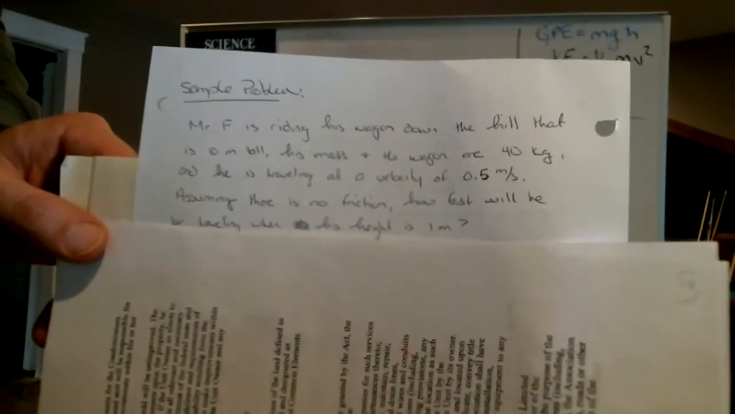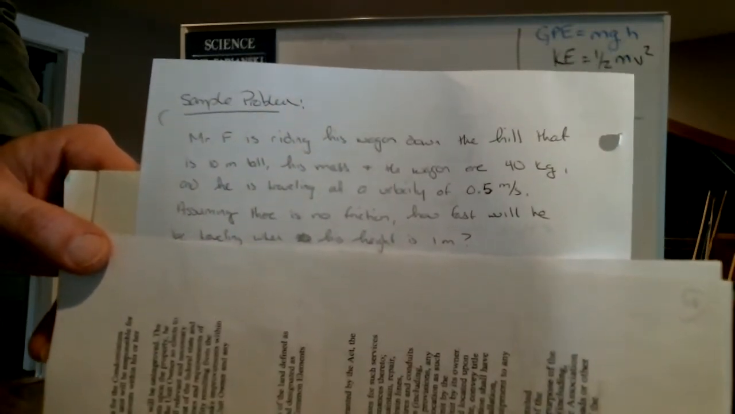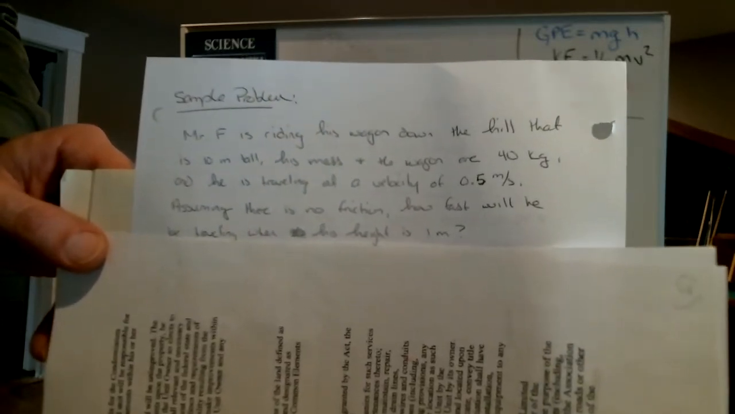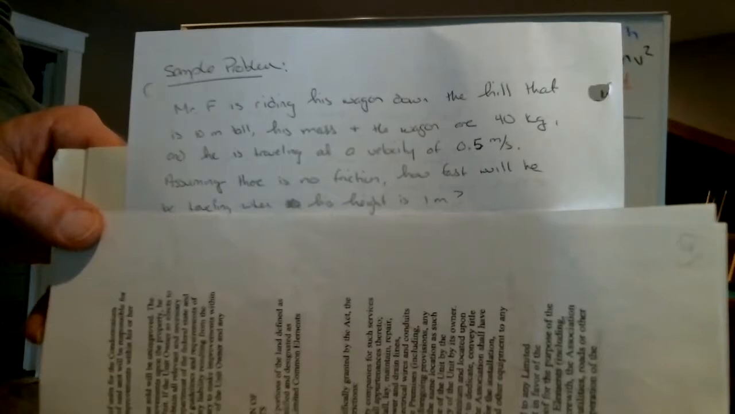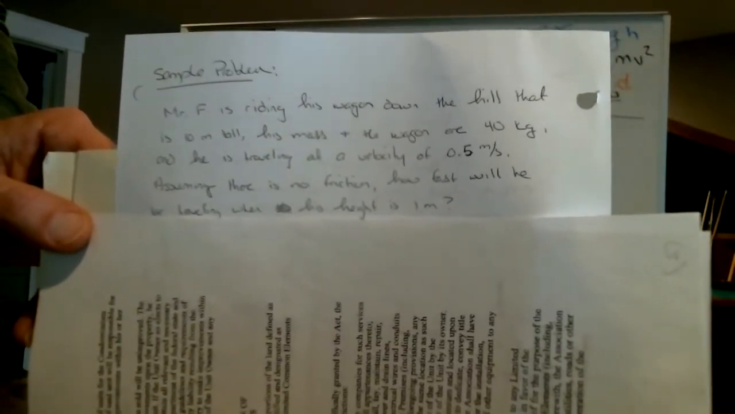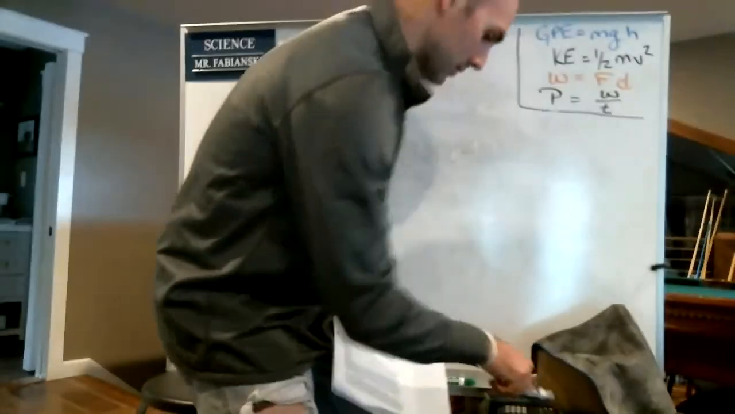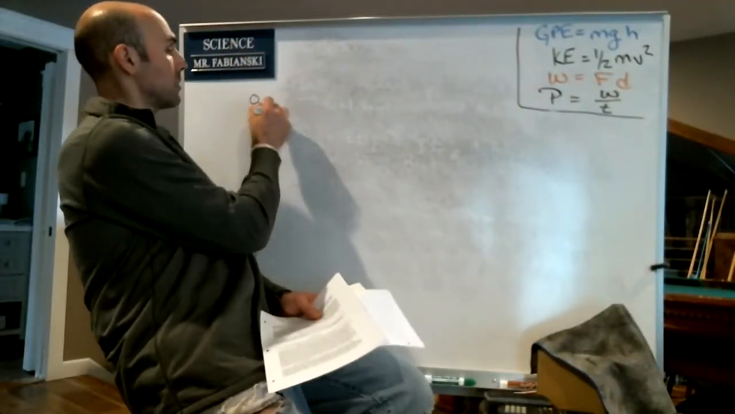Mr. F is riding his wagon down the hill that is 10 meters tall. His mass and the wagon's mass are 40 kilograms. And he is traveling at a velocity of 0.5 meters per second. Assuming that there is no friction, very important, no friction, how fast will he be traveling when his height is only 1 meter? So let's take a look at this. Essentially what's happening is, here is my wagon.